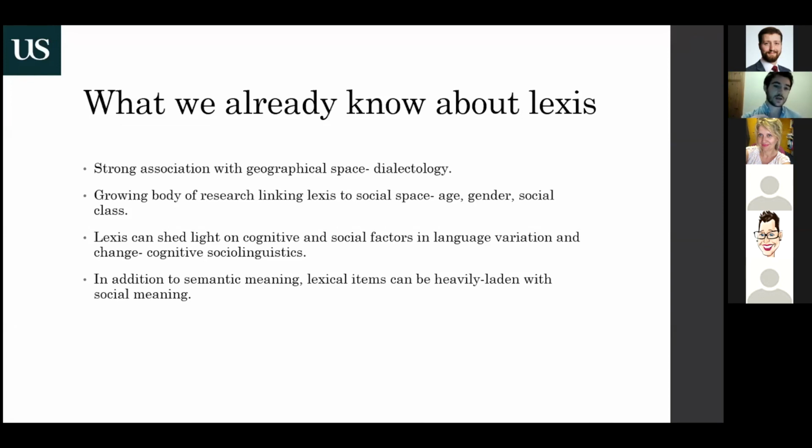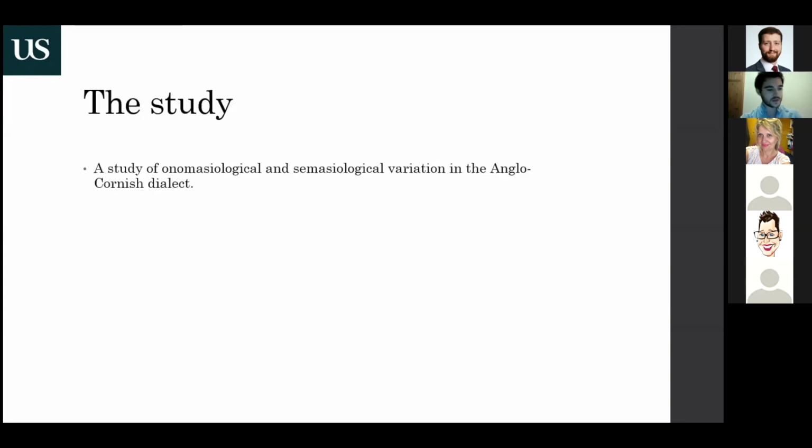Additionally, as well as being full of semantic meaning, lexical items can also be heavily laden with social meaning, and that's something that we'll mention later on in this presentation. Okay, so what I really want to do is showcase the value that lexis can have on our understanding of processes of sociolinguistic change. So the best way to do that is just to discuss the research, focusing on my study here.